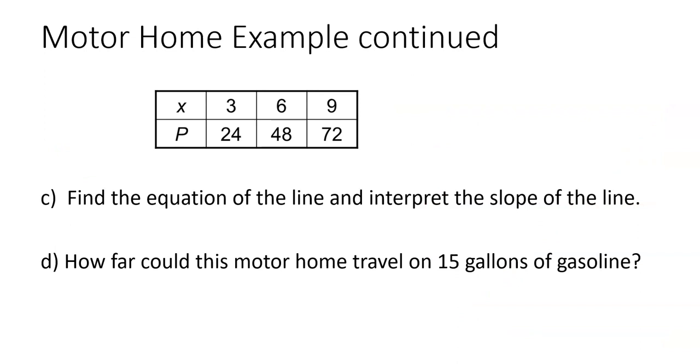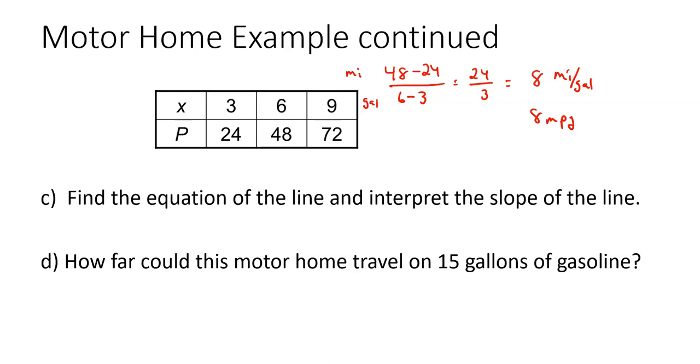Find the equation of the line, interpret the slope of the line. So the slope of the line we can find by doing change in y over change in x. So maybe we'll do 48 minus 24 over 6 minus 3. That gives me a 24 on the top, 3 on the bottom. We said there are units for this. The p represents the number of miles that you traveled, and the x represents the number of gallons of gas. So 24 divided by 3 is 8. 8 what? 8 miles per gallon. Or you can use mpg, right? Miles per gallon. And that's what the slope is. Slope is 8.